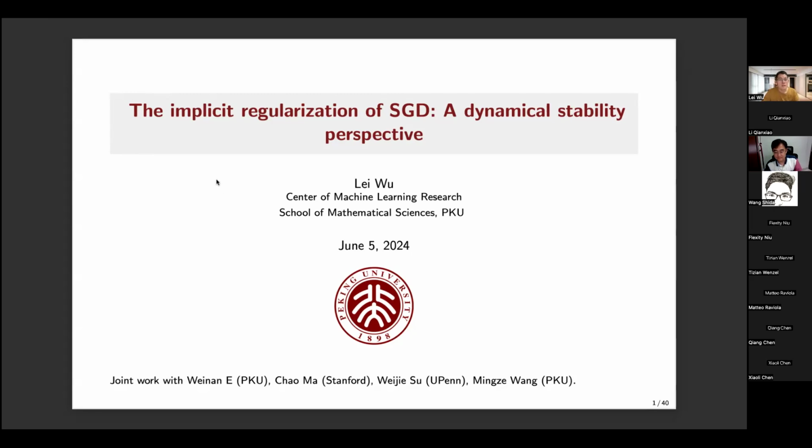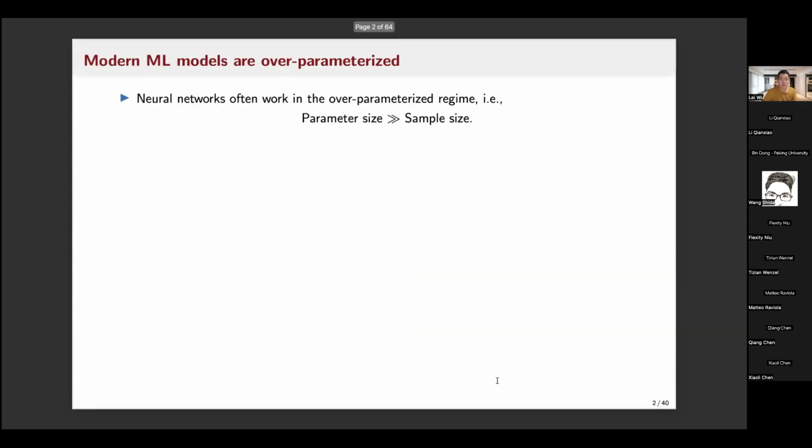So in this talk, I will introduce our work on understanding the implicit bias, or sometimes also called implicit regularization, of SGD from a dynamic stability perspective. This is a joint work with Professor Chao Ma and Professor Su and Minze from Peking University.